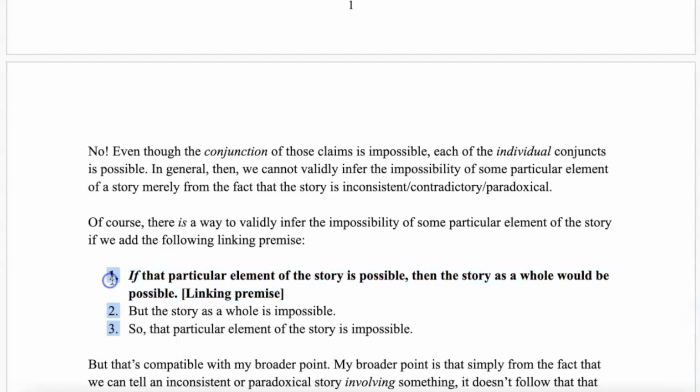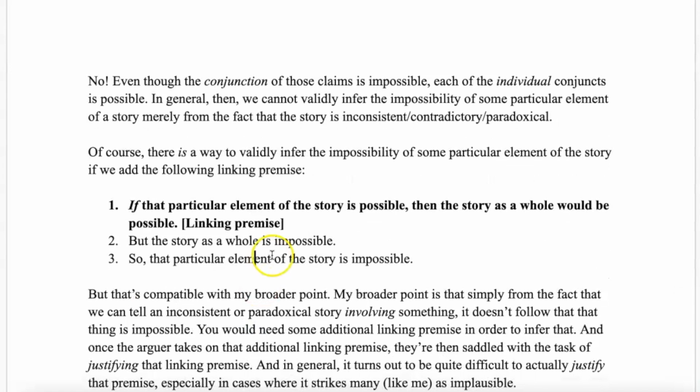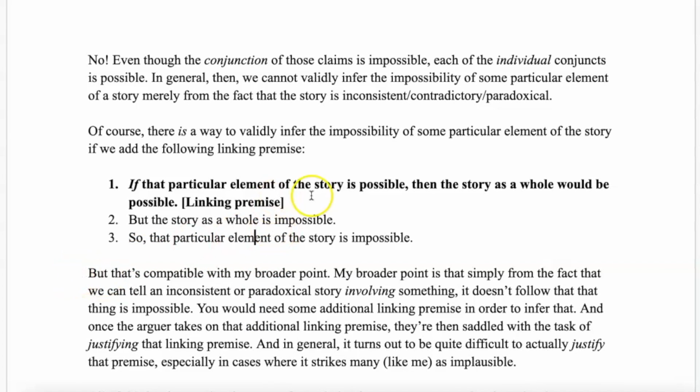1, right? I'm going to bold that. Here's the linking premise. If that particular element of the story is possible, well, then the story as a whole would be possible. 2, but the story as a whole is impossible, right? Suppose that the story is contradictory, and so it follows that that particular element of the story is impossible. Right, but notice that this all is compatible with my broader point.